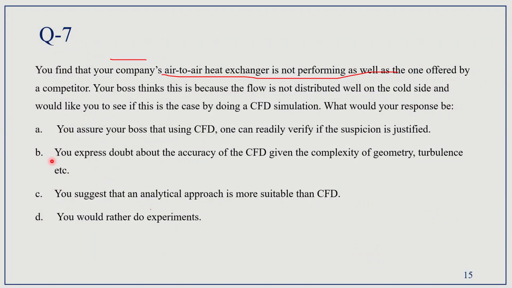Option B says you express doubt about the accuracy of the CFD given the complexity of geometry, turbulence, etc. Basically CFD can be used in cases where geometry is complex, and we can also account for the turbulence effect. So all these things would not affect the accuracy of any particular problem we are dealing with in CFD. So we need not express our doubt regarding the accuracy of CFD given the complexity of geometry, turbulence, etc. Even though the geometry might be complex or turbulence effects are included, we can get pretty accurate results from CFD.